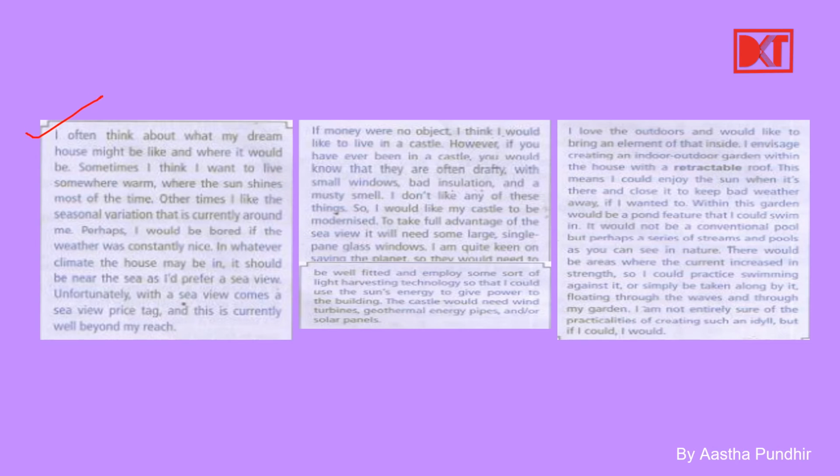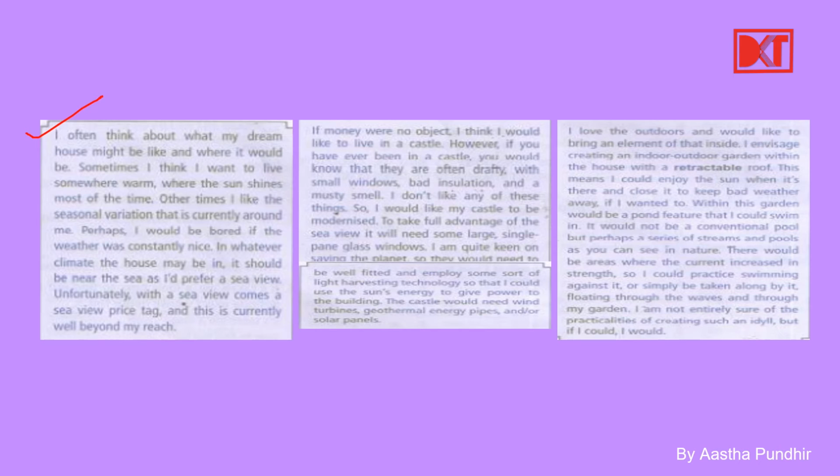So here what this person is saying is that this person likes the outdoors, so they would create a melange of indoor and outdoor together. So he's planning a retractable roof. Retractable roofs you see with cars, where you can slide in the roof, and then if you don't want it, that roof goes away and it becomes like an open car.